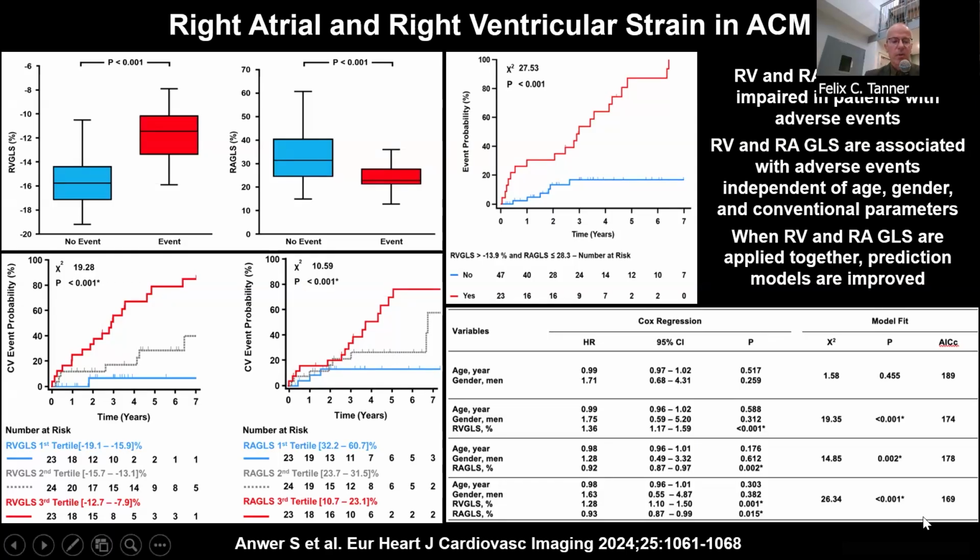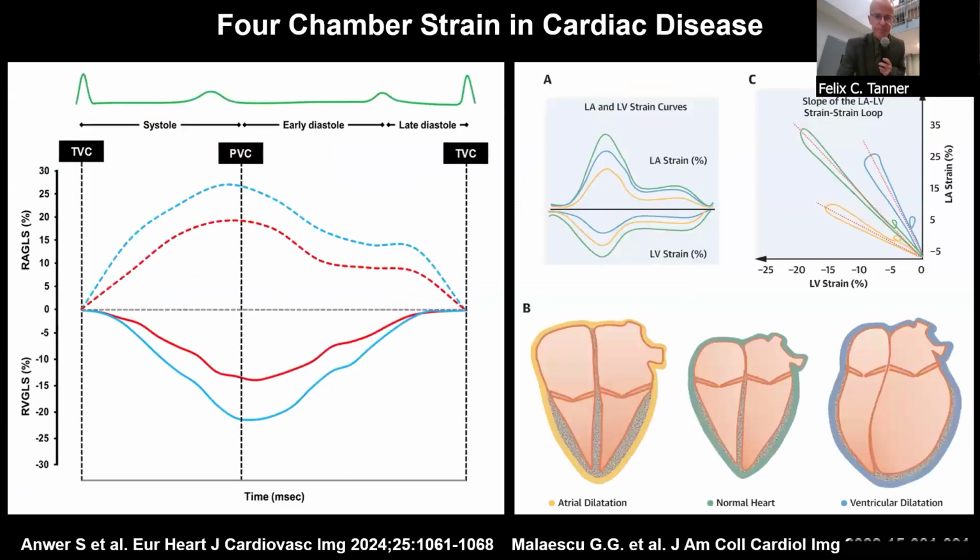And in a follow-up paper with Shehab Anwar, we looked at the combination of right atrial and right ventricular strain. So to cut this story short, when you combine the two parameters, you have a better model for outcome prediction than when you use either component, the right atrium or the right ventricle alone. So we have an advantage here by looking not only at the ventricle, but also at the atrium. And in a way, this makes sense because it is a genetic disease and there is myocardium not only in the ventricle, but also in the atrium.